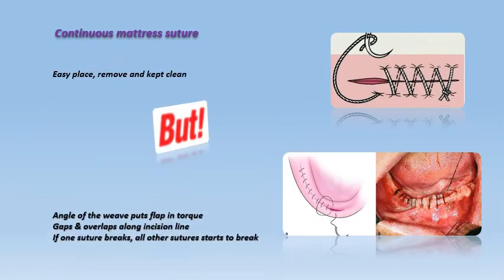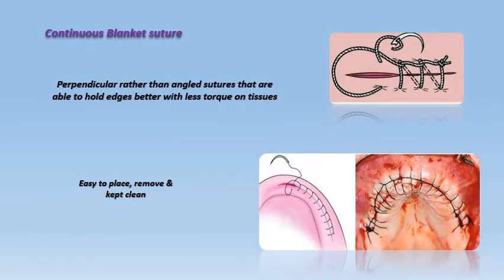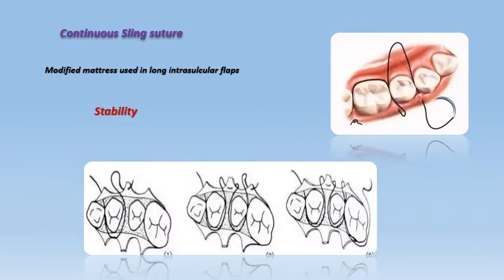From the continuous matrix suture, with its angle of weave and the gaps and overlaps, the continuous blanket suture arises. This suture is perpendicular rather than angled. They are able to hold the edges better with less torque on the tissues. Now there is no angling, there is no overlapping. They are easy to place and kept clean, without many notches.